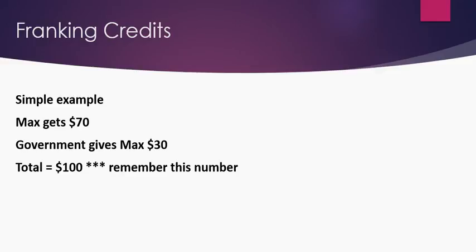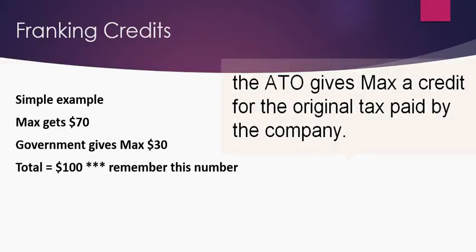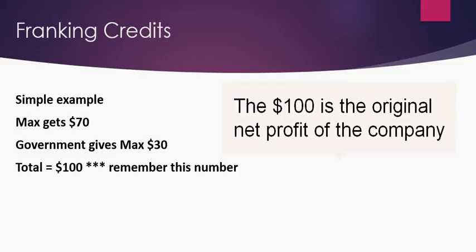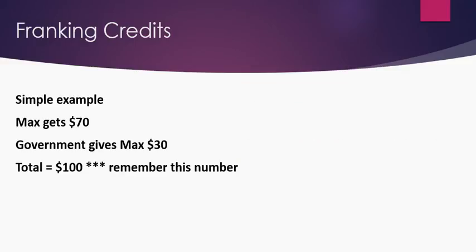Now the government is going to withdraw the $30 in tax paid. They will give this to Max as a credit. So now Max has $100. Remember that number? That's the special number that I asked you to remember. That's what the company made in profits in the first place. Initially, the company has $100. Now, with this dividend, Max has $100.